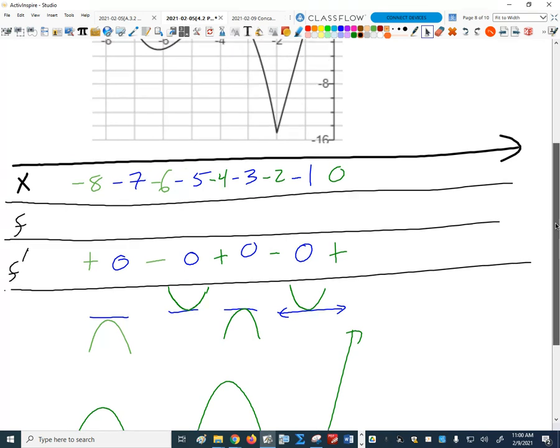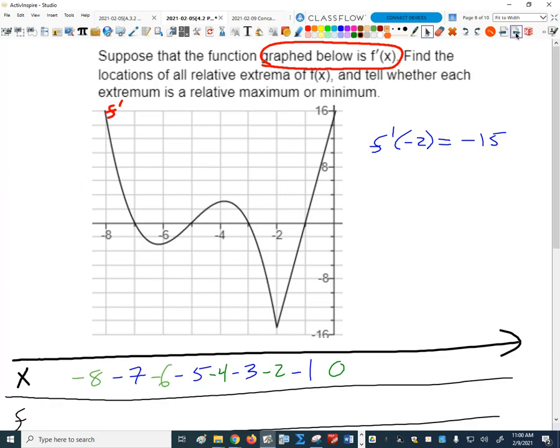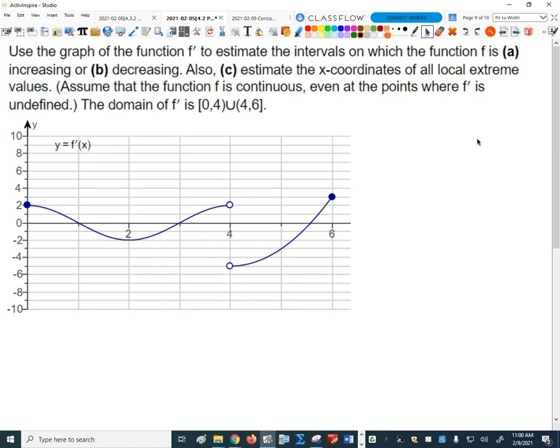Okay, let's do maybe one more of those. So there's the graph of the derivative, right? Now notice it says y equals f prime. I've been burned by this so many times in my past. That's the first place I always look: what am I dealing with here? Is it a function or a derivative? Right, so this is the graph of a derivative.